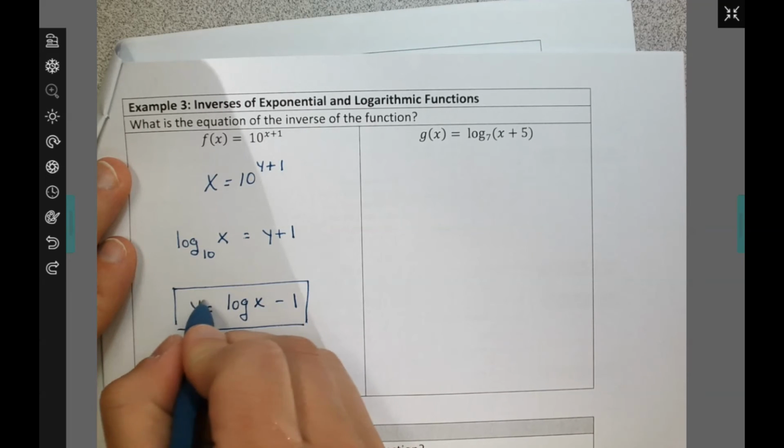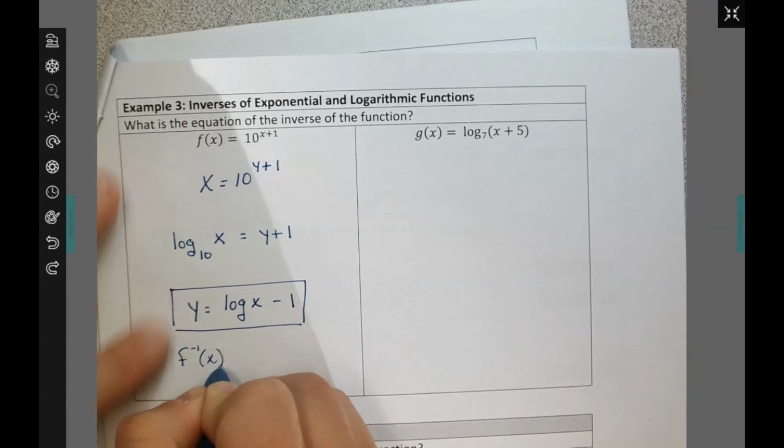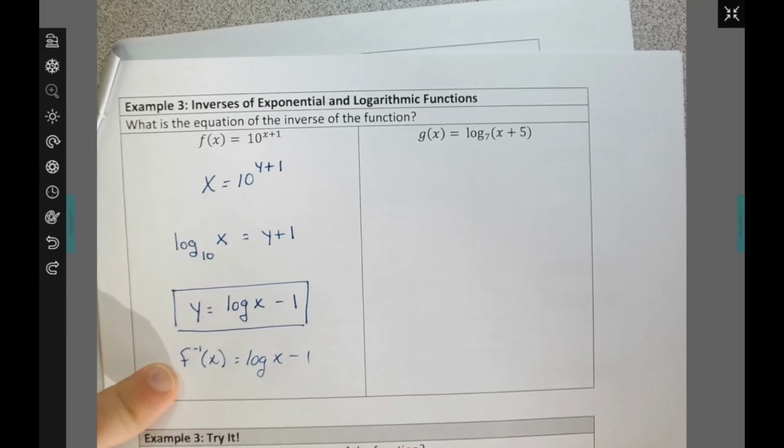Really, I guess to be official, I should have put f negative 1 of x. So f negative 1 of x. That tells me that, hey, we got the inverse going on. This is log x minus 1.